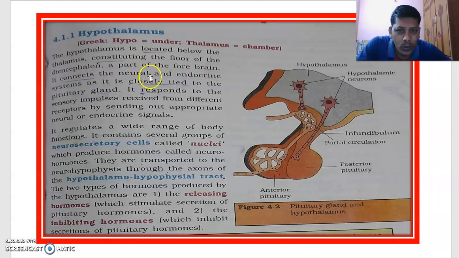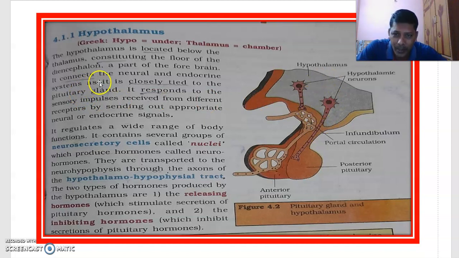It connects the neural and endocrine systems. Our nervous system and endocrine system are connected by the hypothalamus. This is the part of the nervous system. This is the part of the endocrine system. These two systems are connected by the hypothalamus. It is a bridge, like the bridge connecting Guntur and Vijayawada. There is a bridge between these two cities. Like that, it is connecting.